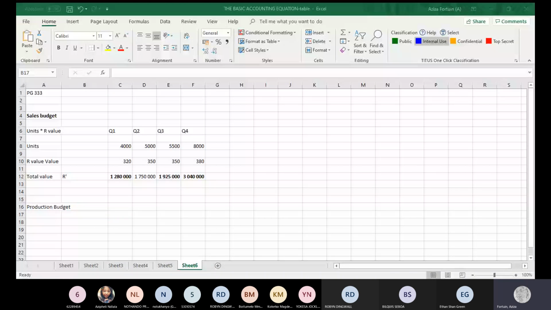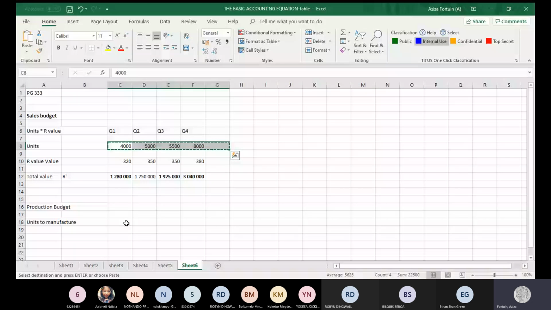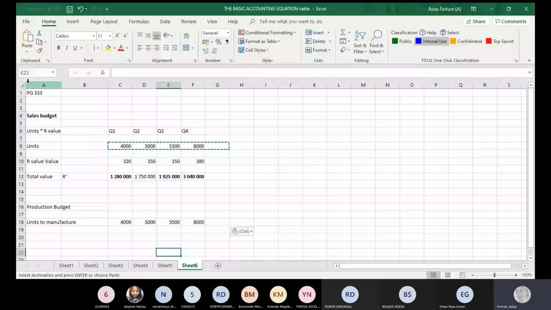Okay, so we know that for our production budget, we're going to need to know how many units we need to manufacture. So they gave us the units to manufacture. In this case, it's these amounts here because they gave it to us. Okay. Can people see the screen? Let me just make it bigger. Okay, so now we know how many units to manufacture.